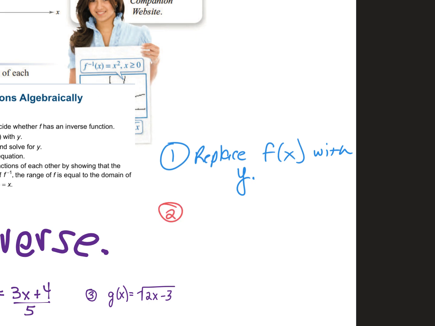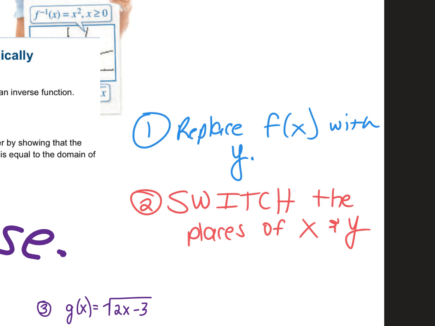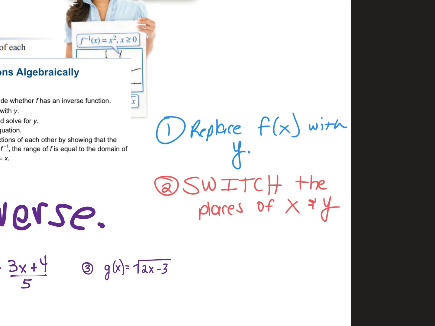Step 2, and this is the most important step. You're going to switch the places of x and y. Because what does inverse mean? Opposite, right? You flip them, switch. So when algebraically you are trying to find the inverse, you replace f of x with y. You switch the places of x and y. And then you're going to solve for y. And you have to have inverse notation in your answer. So f negative 1, g negative 1, whatever the letter is.